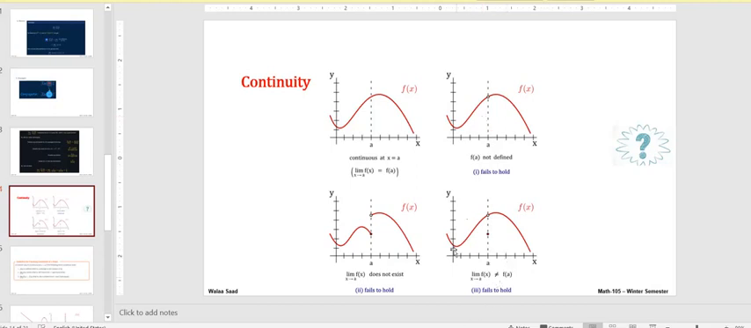Here, the third case: if we have a gap and the function is defined elsewhere, away from the normal curve, we will find that f is defined at x equals a, and the limit also exists at x equals a. From right and left, it's the same value, but they are two different values. So now you can deduce what steps we have to do in order to test whether the function is continuous or not.